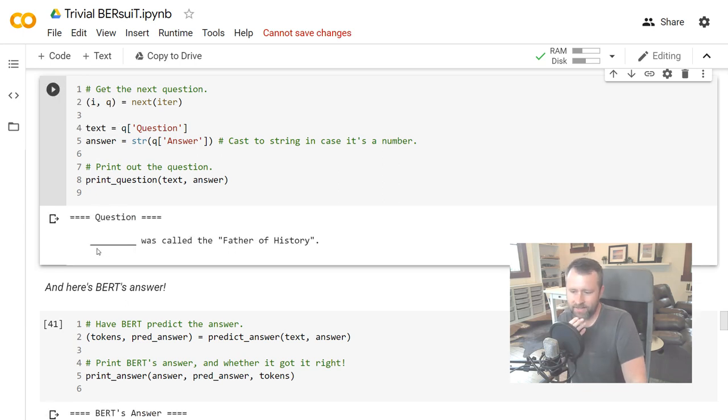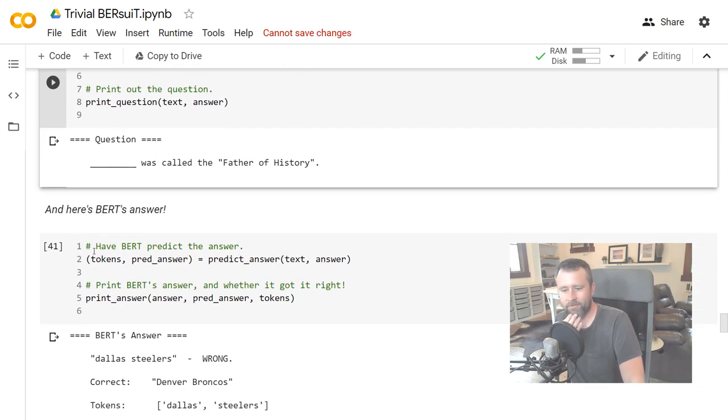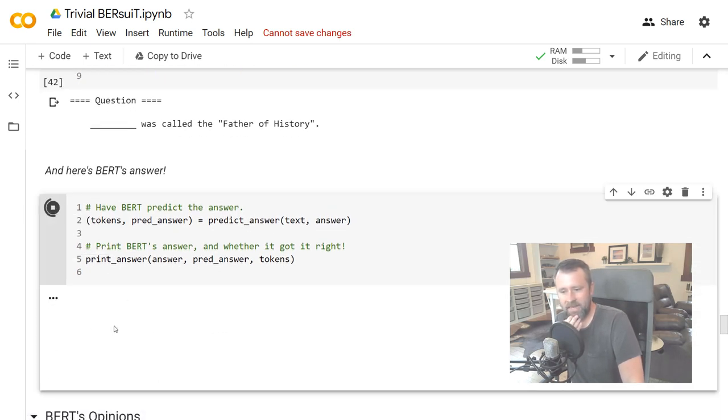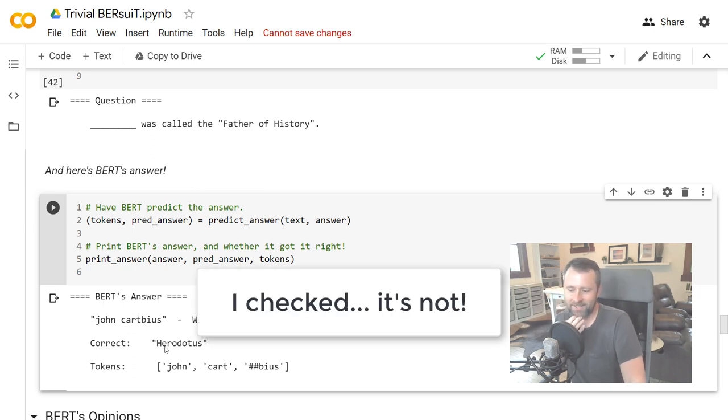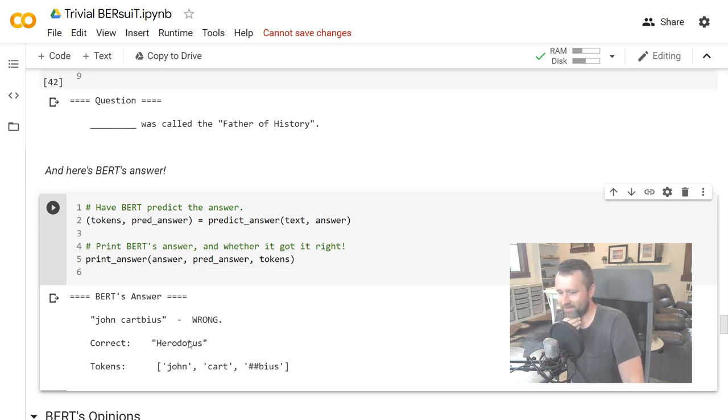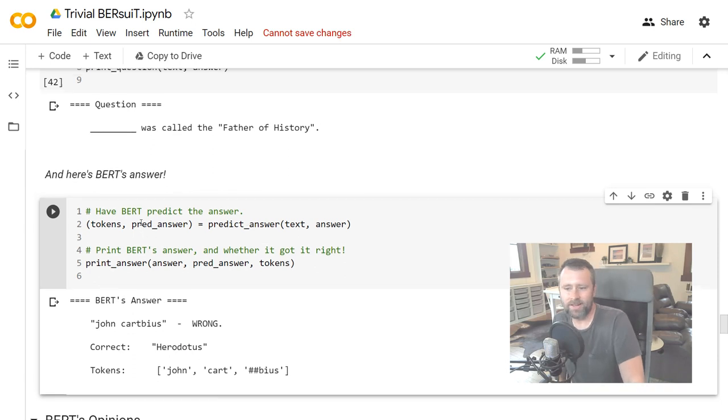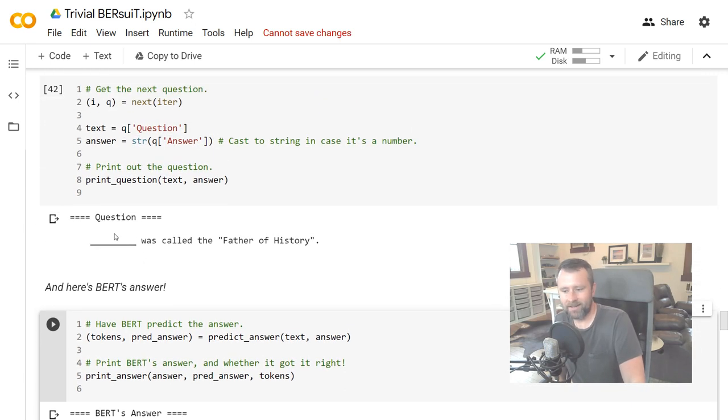All right, back to some Greek history here, I think. Blank was called the father of history. One of my friends is reading this guy's book. He says it's amazing. John Cartbius. I don't know if that's a real person or not. The correct answer is Herodotus. He was one of the first historians, first people to record history and do it in a more analytical way.